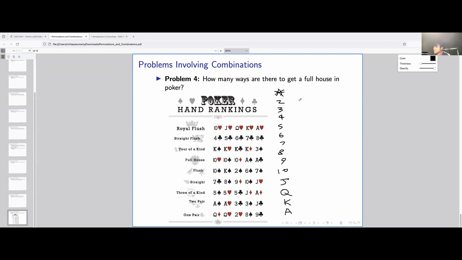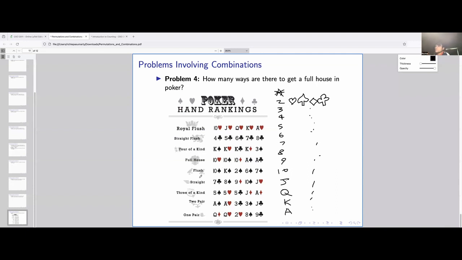Now these values can have a specific suit to them. So you can have a 2 of hearts, a 2 of spades, a 2 of diamonds, or a 2 of clubs. For each of these cards, we have these different suits, basically different labels on these cards.